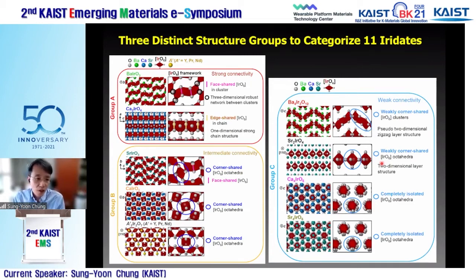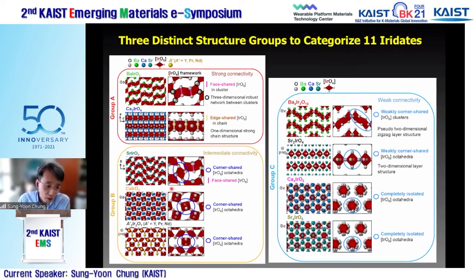So we examined all 11 iridates. We investigated all the crystal structures of the 11 iridates, and we could categorize them into 3 different groups. The first is based on the connectivity between the IrO6 octahedra, that is the single unit of the IrO6. So in group A, basically face-sharing connectivity can be observed, which means the connectivity between the IrO6 units is very strong.